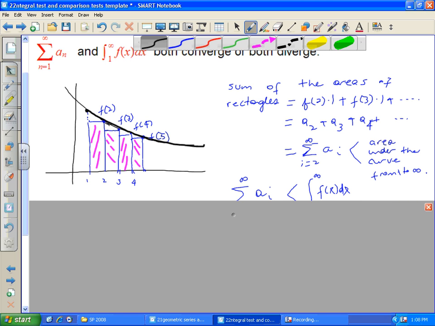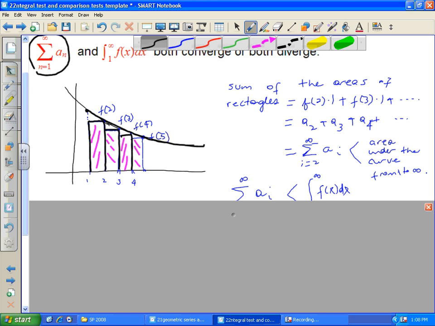Okay? Now, what would the summation represent? The summation would be, for example, a sub 1 is basically the area of the first rectangle here. A sub 2 would be the area of the second rectangle, etc. So we're saying that if the area under the curve from that point on forward is finite, then the summation of all those little rectangles is going to be finite as well. It makes sense, looking at the graph, because the sum of the little boxes is actually smaller than the area under the curve.